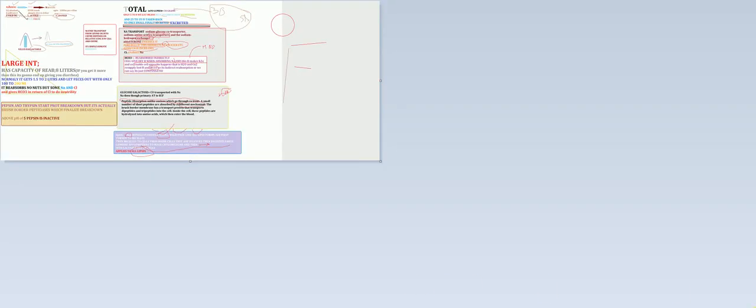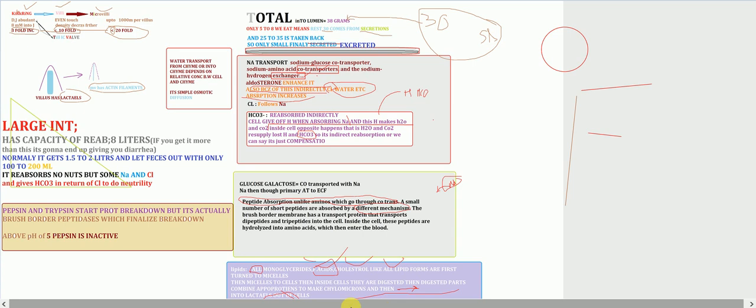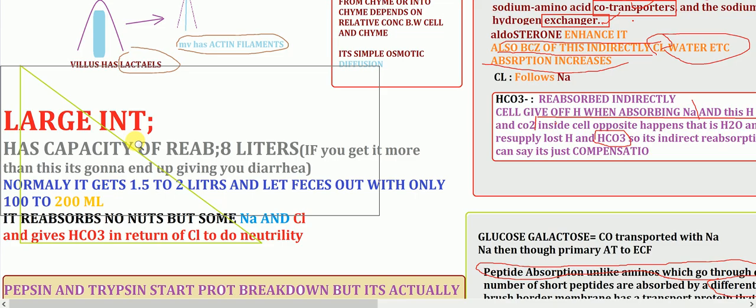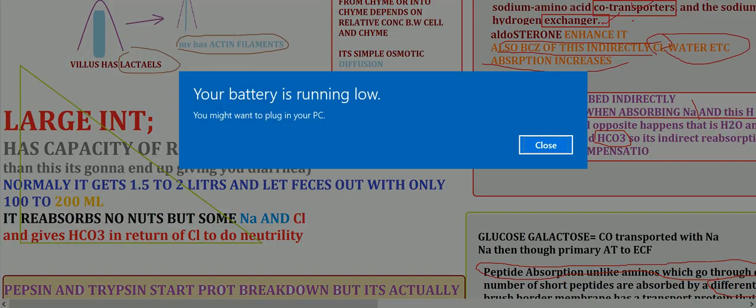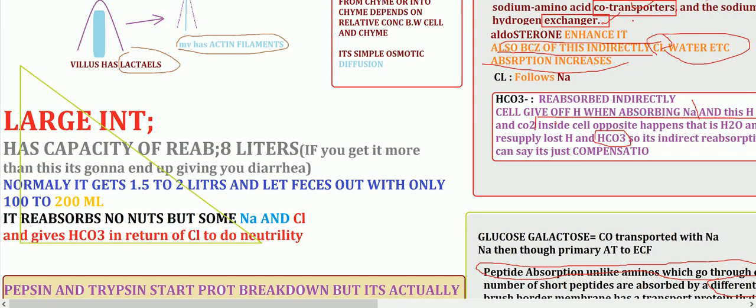Okay, the next thing we'll be talking about is the large intestine. That is the final portion of this chapter, the large intestine absorption. We talked about absorption in the small intestine: we looked at folds of Kerckring, microvilli, and villi, and we talked about the absorption of different things like sodium, bicarbonate, water, galactose, glucose, amino acids, peptides, and lipids. And now we're going to be talking about absorption in the large intestine.